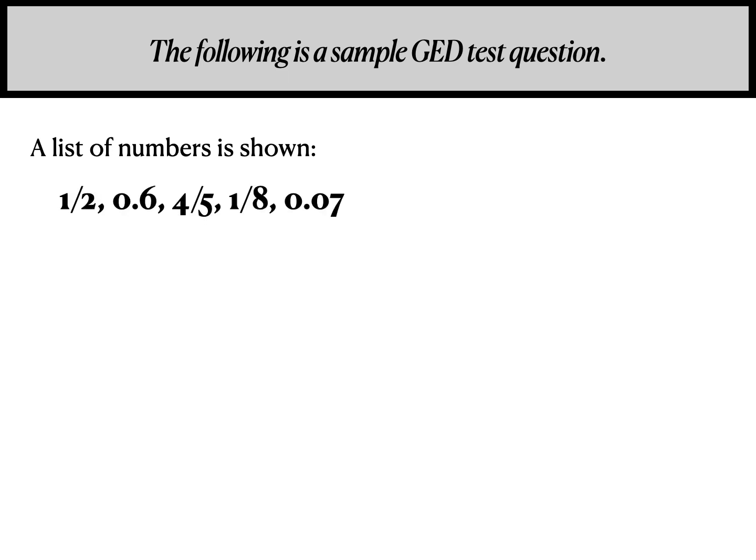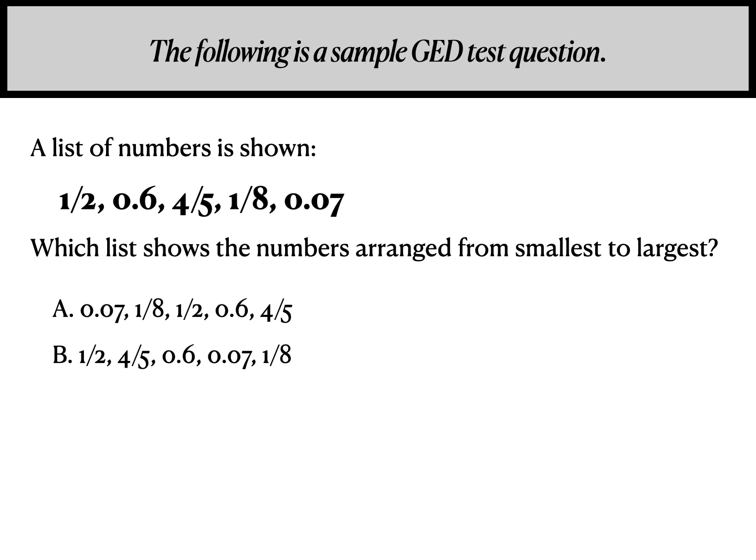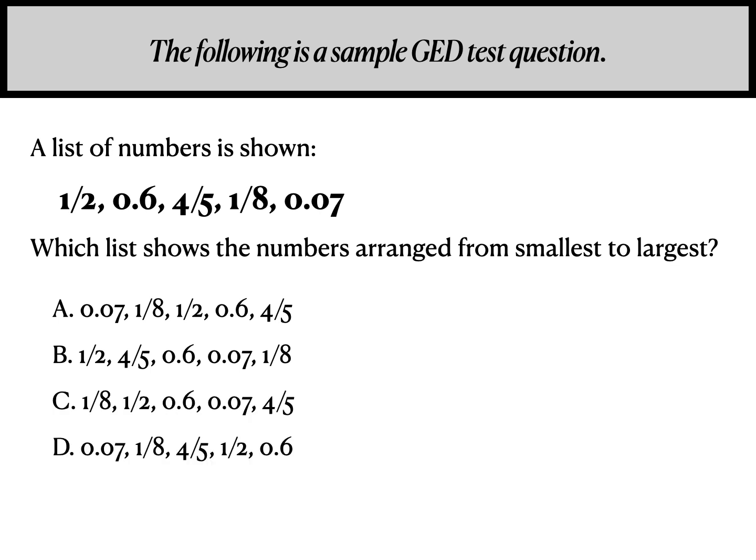Now, the following is a sample GED test question. A list of numbers is shown. 1/2, 0.6, 4/5, 1/8, 0.07. Which list shows the numbers arranged from smallest to largest? And they would give you 4 options. Now, if you see a question like this, it's actually not very hard to solve, but you do have to do a few things first.